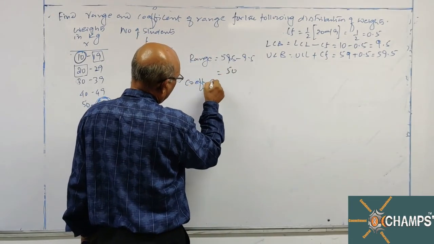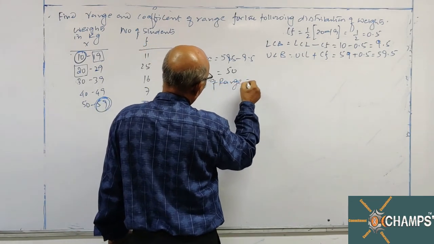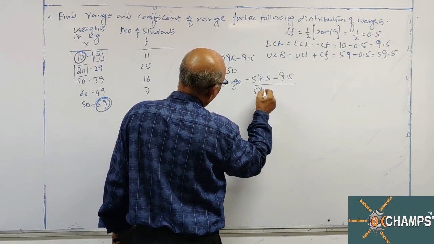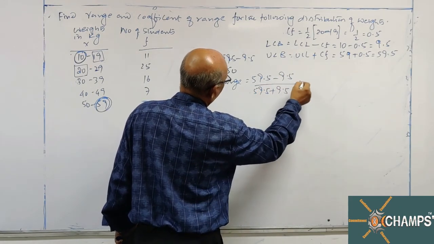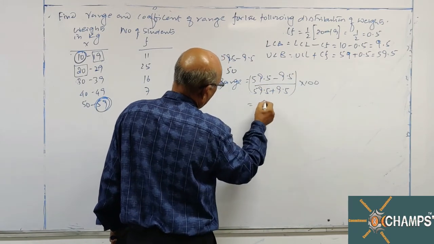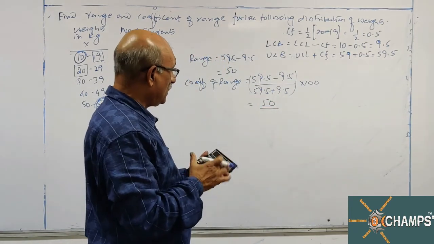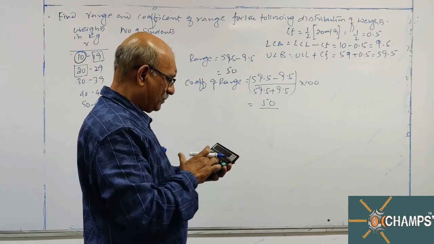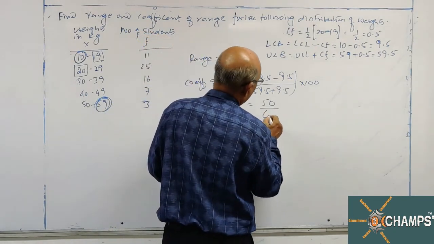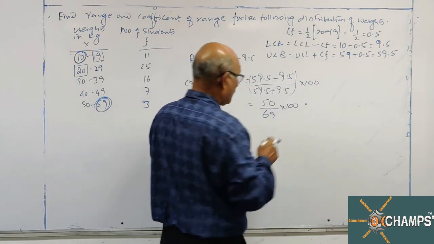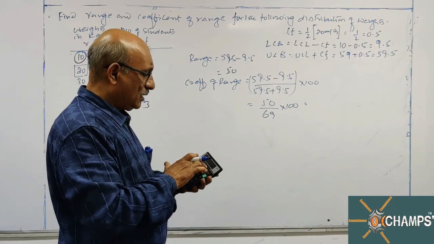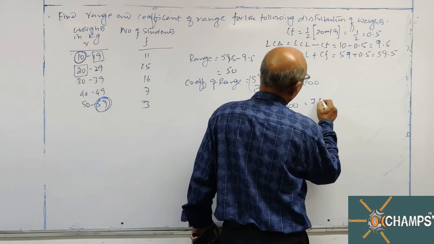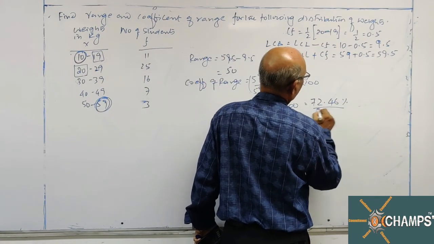Coefficient of range is equal to 59.5 minus 9.5 divided by 59.5 plus 9.5, into 100. This is 50 divided by 59.5 plus 9.5, 69, into 100. So this is 5000 divided by 69, which is 72.46.